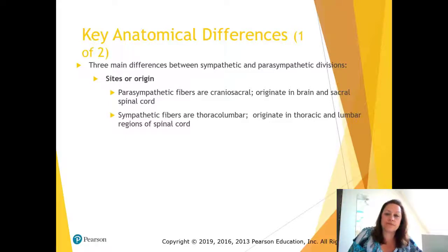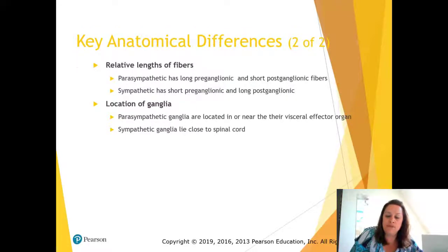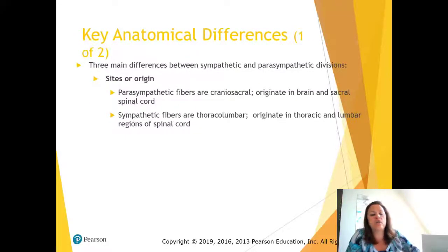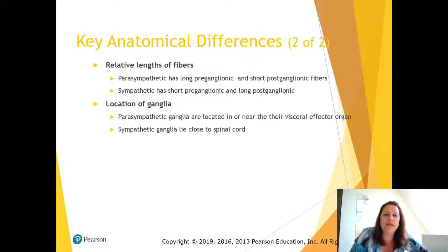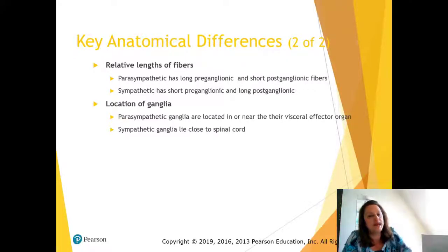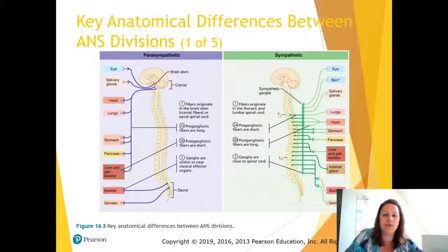So we talked on this, right? Craniosacral versus thoracolumbar. The long preganglionic and short, so the opposite. In parasympathetic, their first ganglia is long, the second one is short. In sympathetic, the first one is short and the second one is long. The ganglia are located parasympathetically right near the organ, and in sympathetic, they lie close to the spinal cord. And this is better, just to look at this picture.